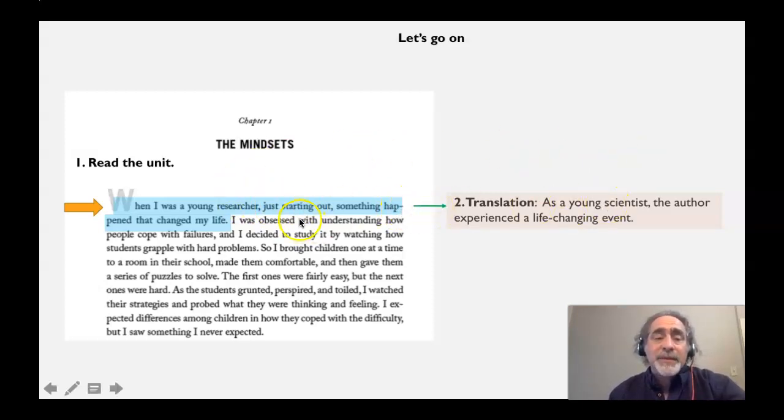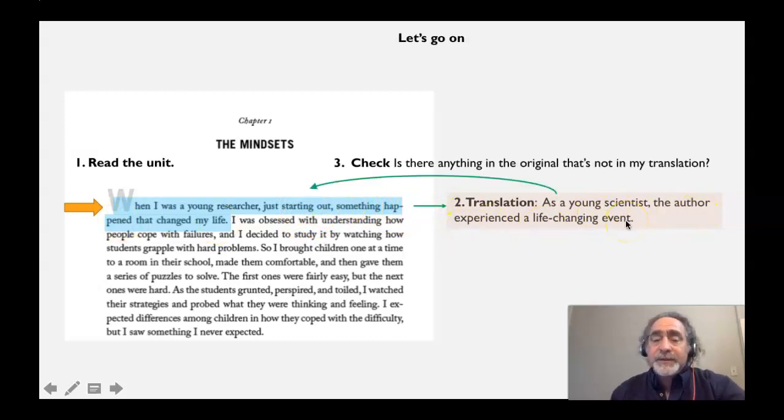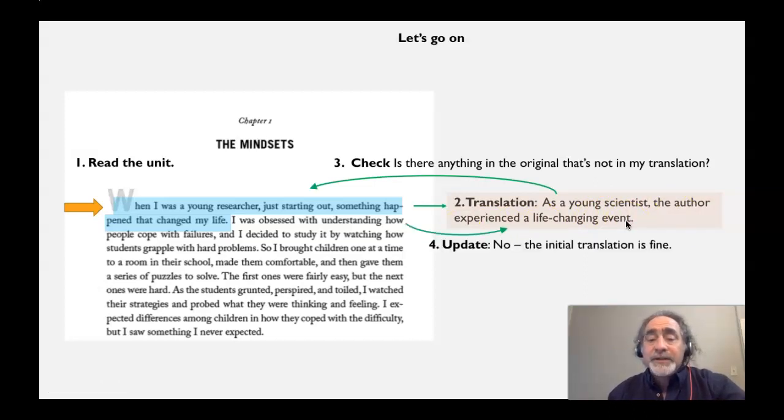Just starting out, something is not so important. Something happened that changed my life. The author experienced a life-changing event. Is there anything in the original that's important that's not in my translation? Nope. The translation looks pretty good.